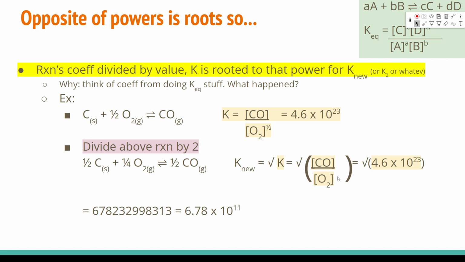Oh, I forgot the half here. Oh well, don't forget the half there. And so I would square root this. I get an answer. I can write it both the long way or the scientific notation way. So, whatever. Now, remember, k values are not related to sig figs, really. It's a constant based off this reaction, so don't worry about it for calculation purposes.